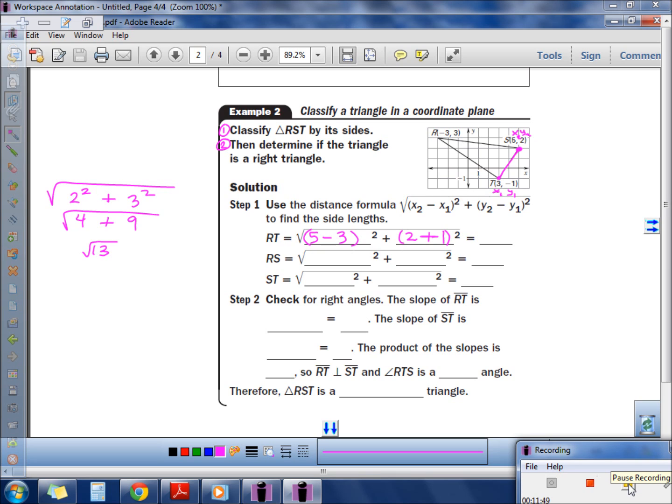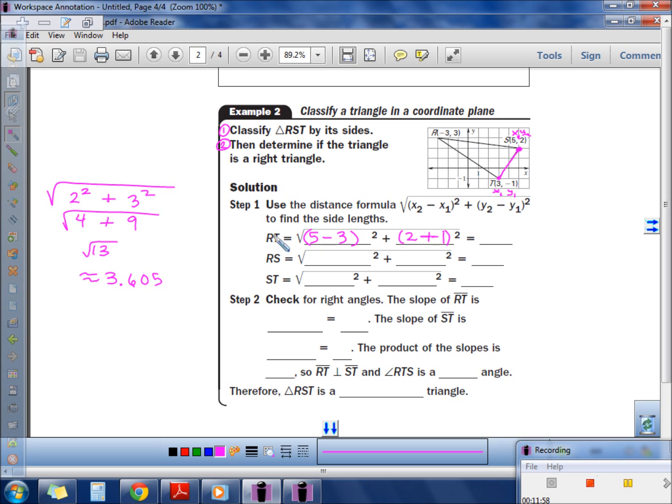So on this one, it doesn't say how to round, so you've got to use your best judgment. When in doubt, I would give 3 decimal places. So I would say it's approximately 3.605. I like to give 3 decimal places. It's usually accurate enough for any type of answer out there.